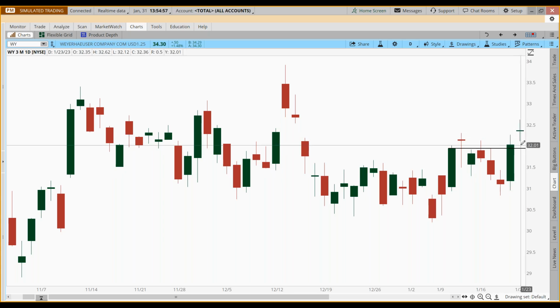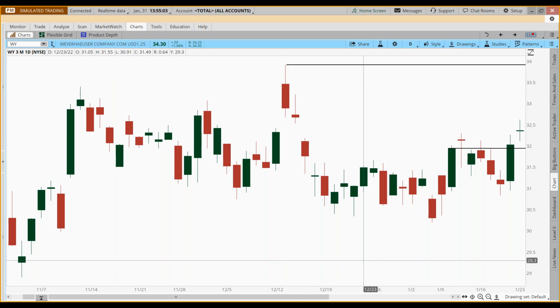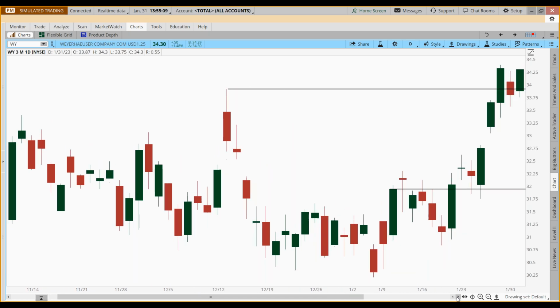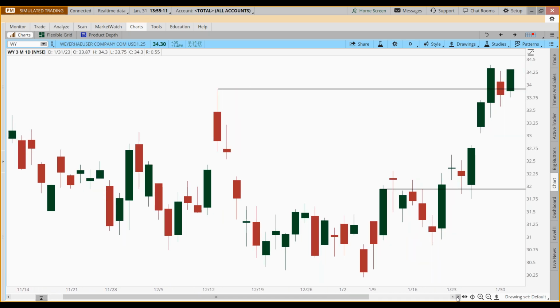What do I expect? This was recent, ladies and gentlemen. This was January 23rd, this was last week. What do I expect this to do? Make it to this level up here. That's where I expect it to go. Here's what we got. The market is doing this, and here's where we are today. Coincidence? I don't think so.